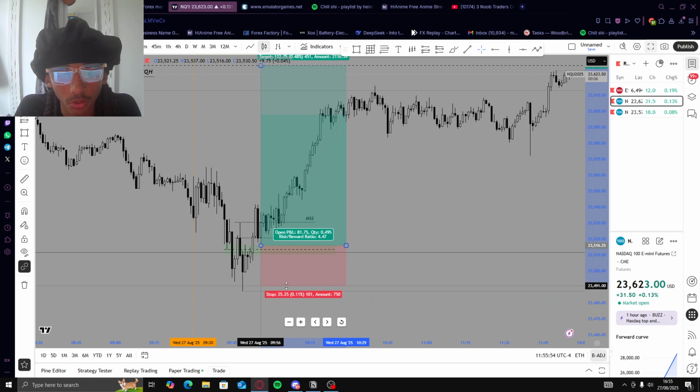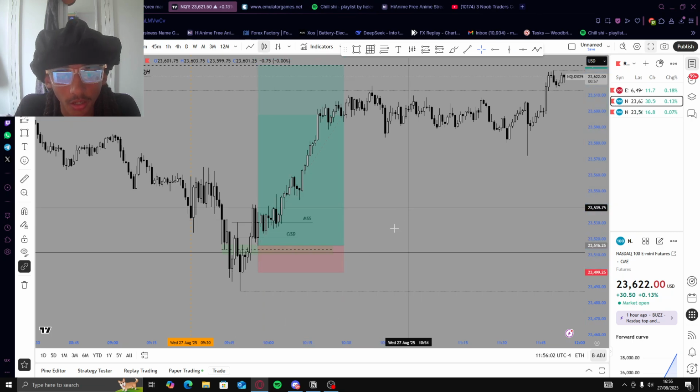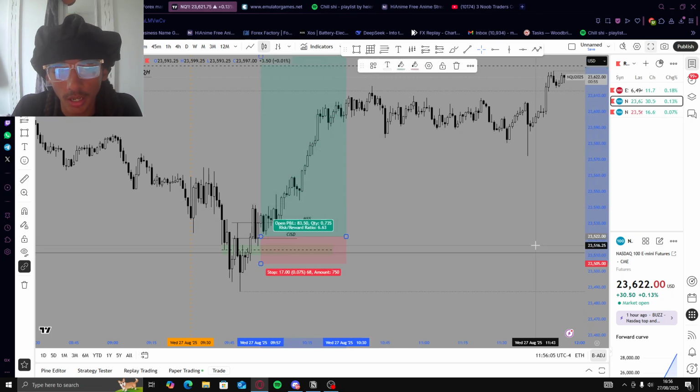I don't really like to have too big of a stop loss. That's quite a big stop loss. Probably have a stop loss at, there was probably some sort of SMT here. Maybe just put it at the candle. You know what I'm saying? Yeah, I could have entered like that.